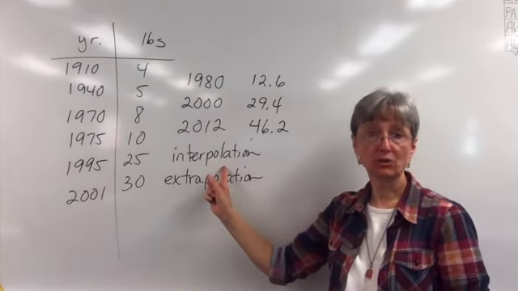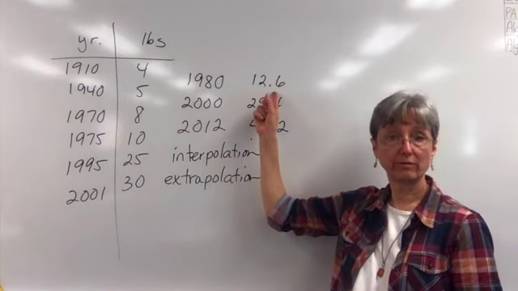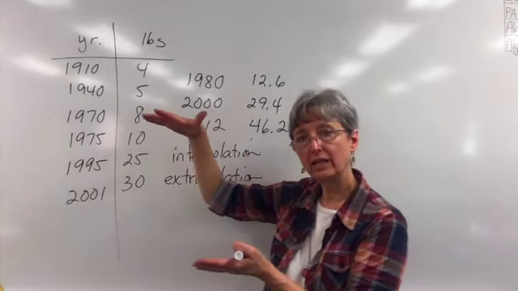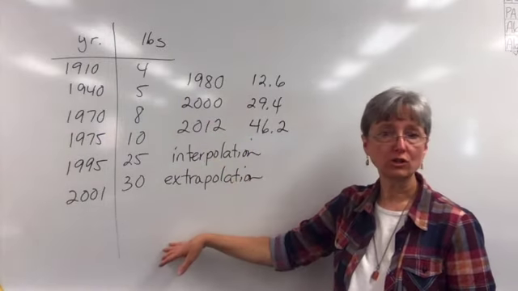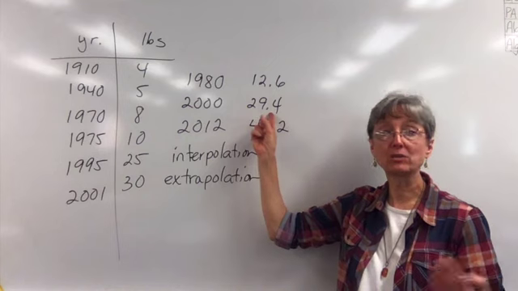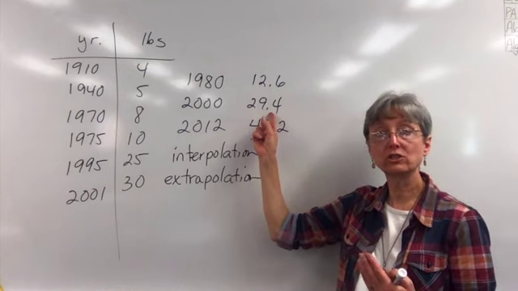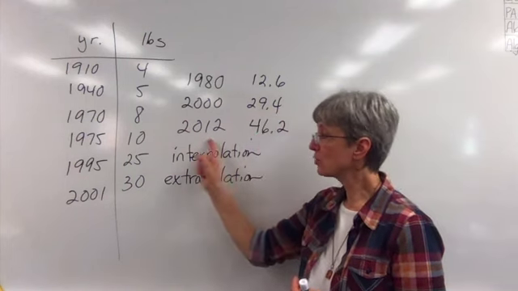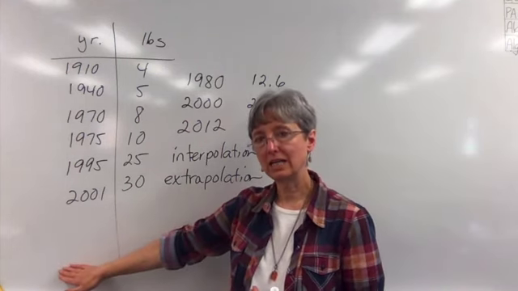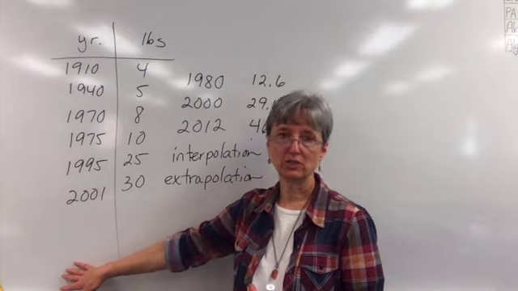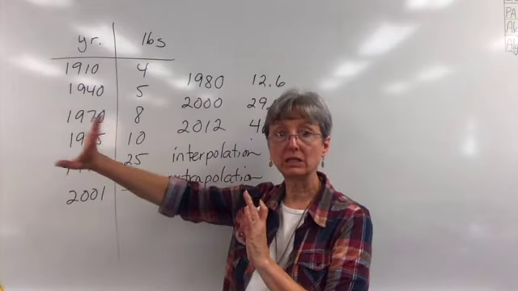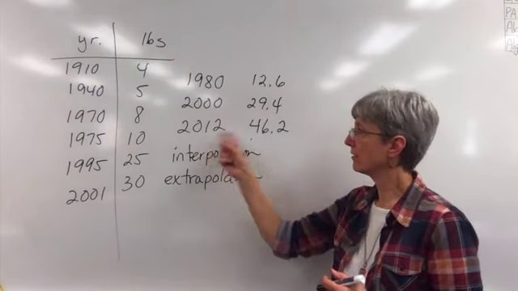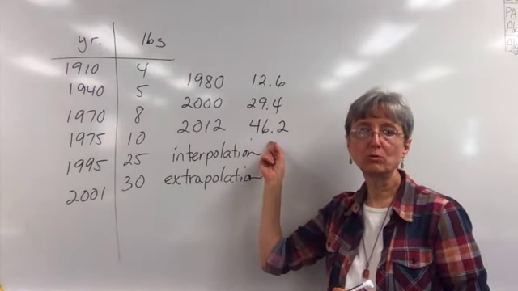That would be an interpolation, that guess, and that was 12.6. The year 2000 is also within our data, so it's another interpolation, and that came out to be in this model, this equation that we came up with, 29.4 pounds per person. 2012 is beyond the data. That's an extrapolation. So we are going outside beyond the terms, and we're going to extrapolate from this that it would be 46.2 pounds per person.